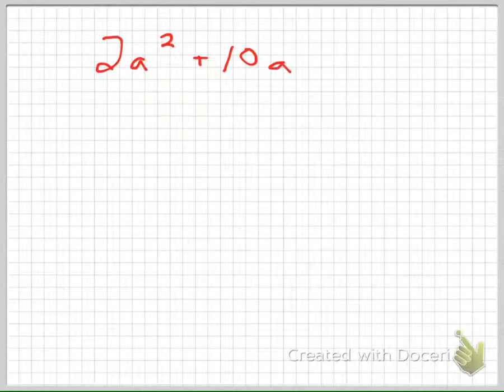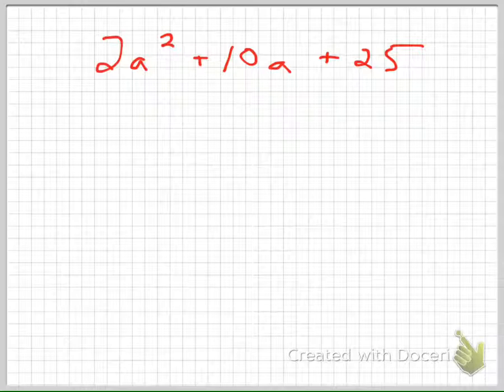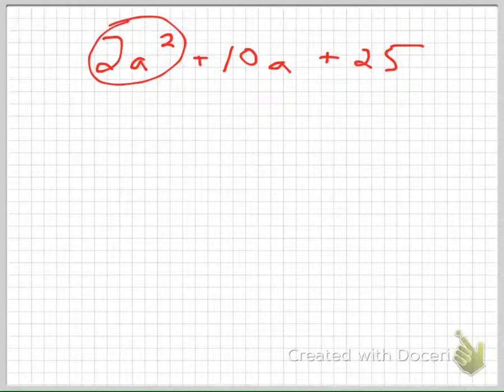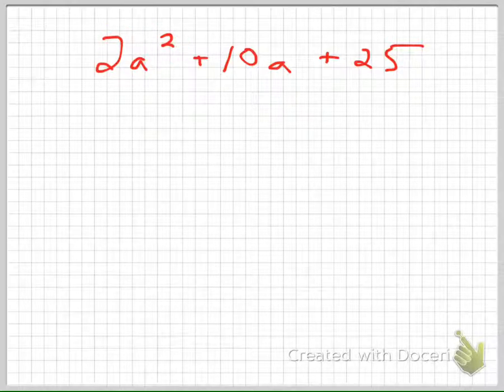Okay, that's a good question. Here's the next one. Try this one: 2a squared plus 10a plus 25. Is that a perfect square trinomial? Why not? Isn't 25 a perfect square? Yeah. What about 2a squared, is it a perfect square? No. What number times itself is 2? Oh, so then it's not a perfect square trinomial.